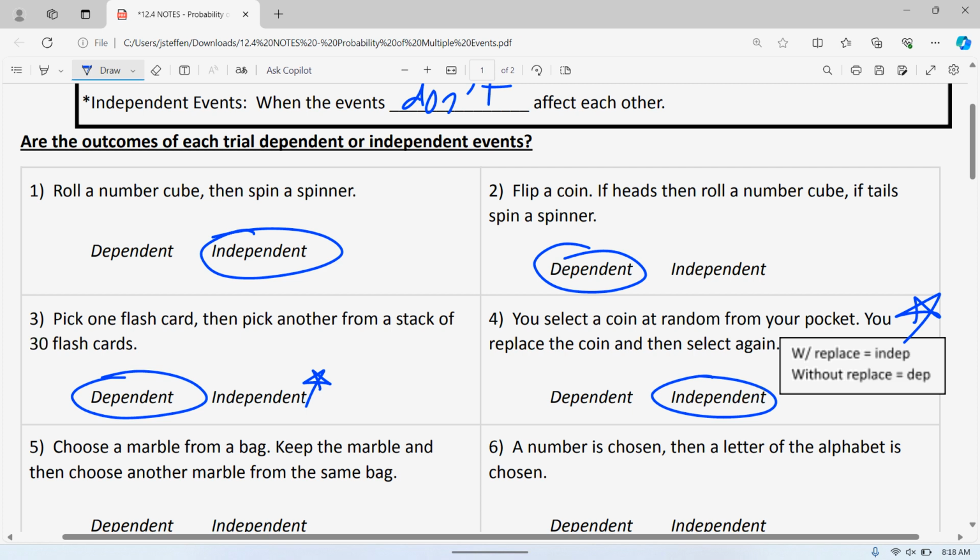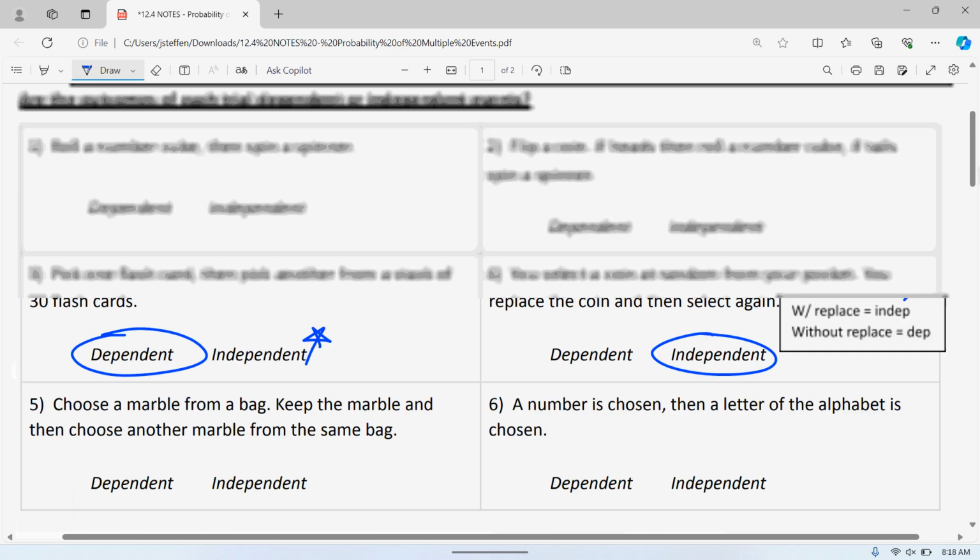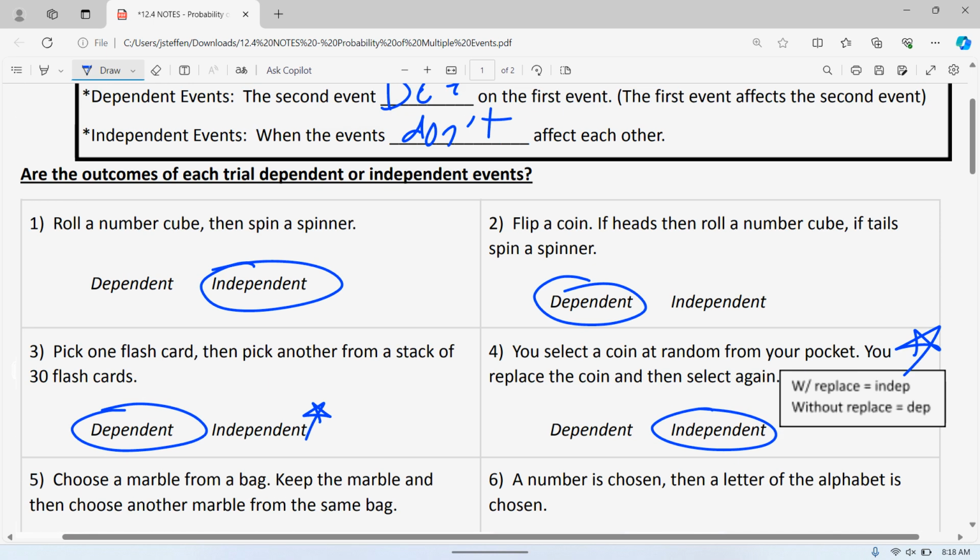You will get formulas on the test, like this formula we'll go over in a second. You'll get that on the test. You won't get that little box that says with replacement. So that you will have to commit to your memory.